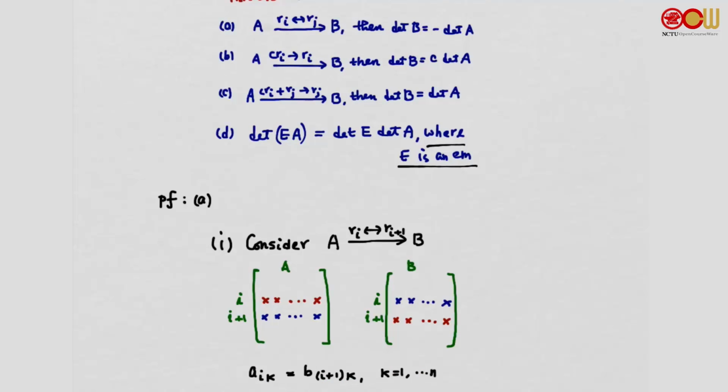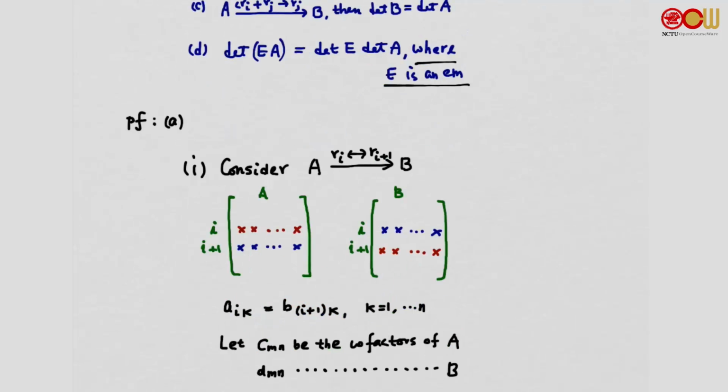Then what we know is that if we look at the A_ik element, this is the same as B_(i+1)k, k goes from 1 to n. Determinant is defined using cofactor expansion, right? So let's call C_mn the cofactors of A and D_mn the cofactors of B.